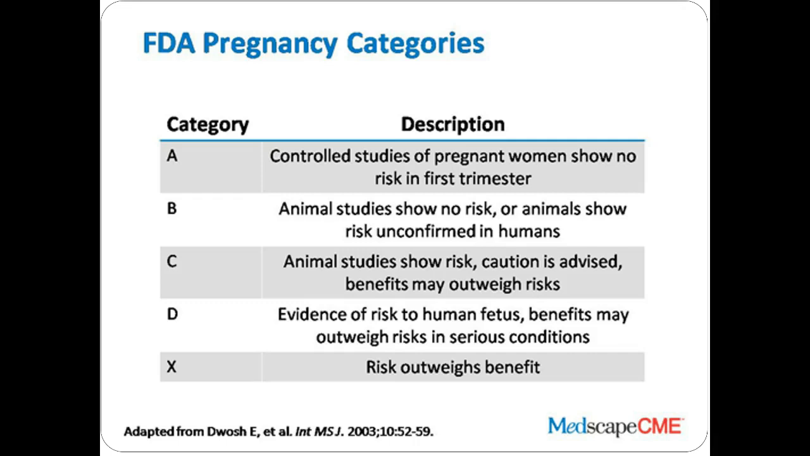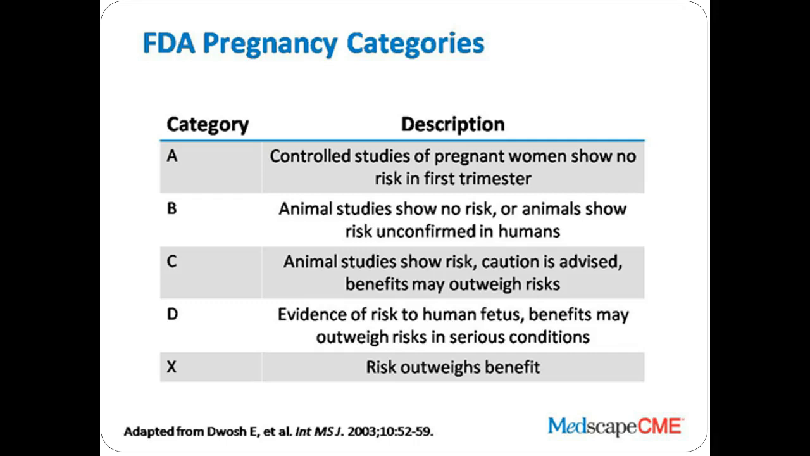Category B is animal studies show no risks, or humans show risk, or animals show risk that isn't confirmed in humans. Sorry, I'm getting my categories mixed up. So we've had good animal data to say that it's likely safe, or the animal data maybe showed risk, but we haven't seen anything translate over into humans. Again, that could apply to a wide variety of medications as well.